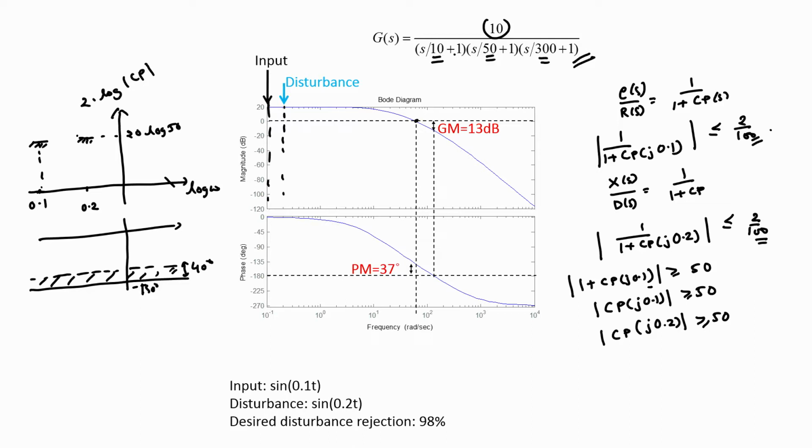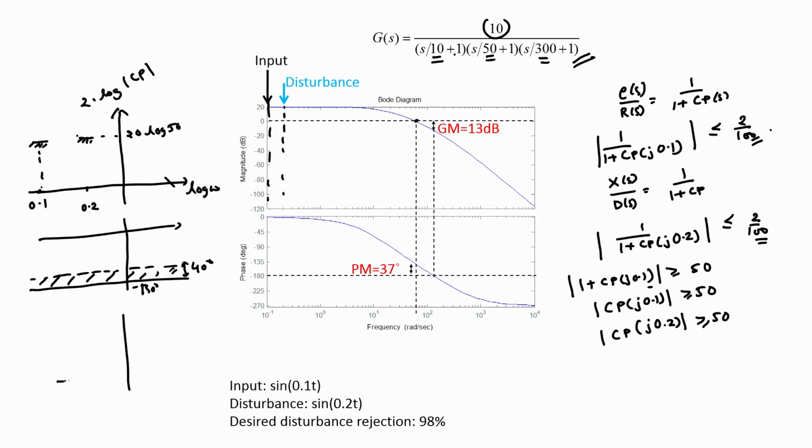In other words, whatever controller we choose to come up with should increase the gain of the open loop system by a factor of 5, both at 0.2 as well as at 0.1 radian per second, in order for us to be able to meet the performance specifications.